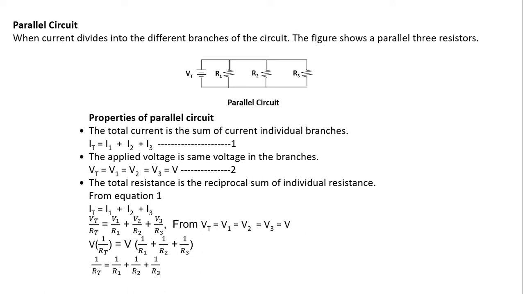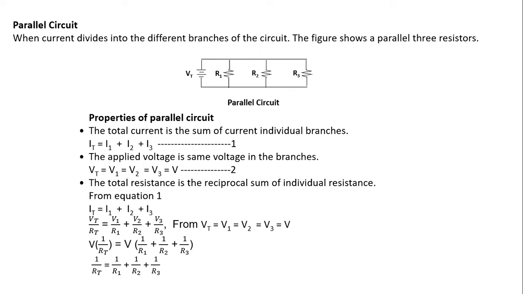So next is equation number 2. How do we get the properties of voltage? There is the same voltage across or throughout, because they are all connected to the same point or same terminal. So if you measure the voltage across R1, that is also the same as the voltage across R2, which is also the same as the voltage across R3.